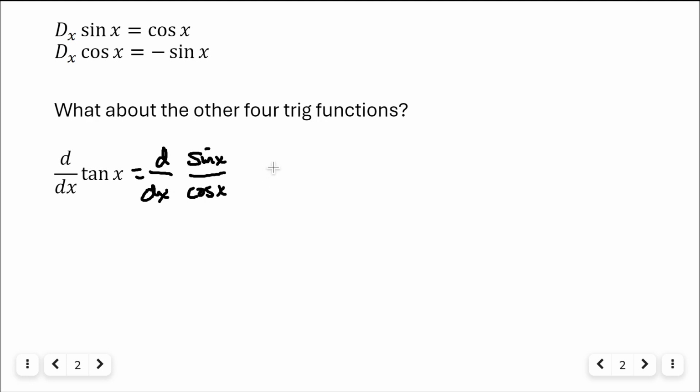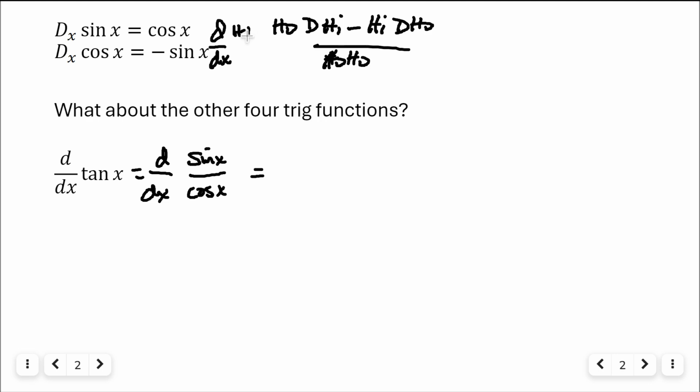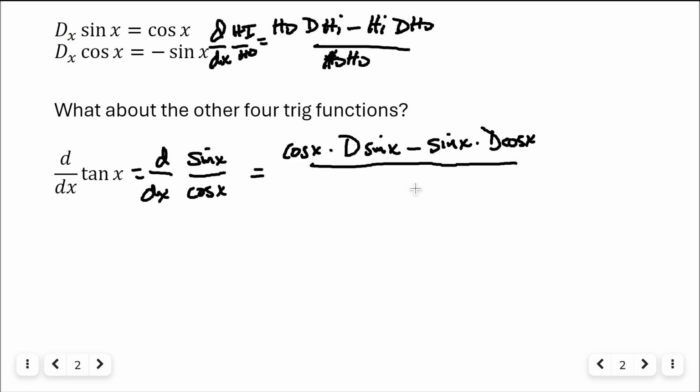All right, so let's go ahead and do that. We're going to use our quotient rule. Remember our quotient rule? Lo d-hi minus hi d-lo over America's favorite snack treat, the ho ho. Okay, here we go. So, leave the cosine. We're going to derive sine of x. We're going to write it out first. Minus leave sine, hi d-lo, derive cosine, over cosine x, and we're going to square it.